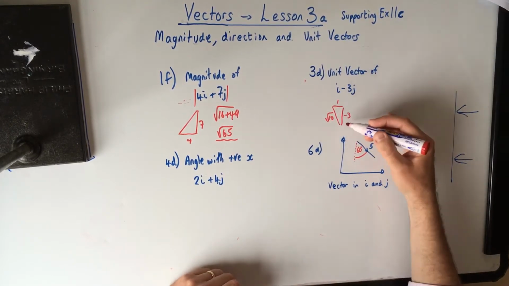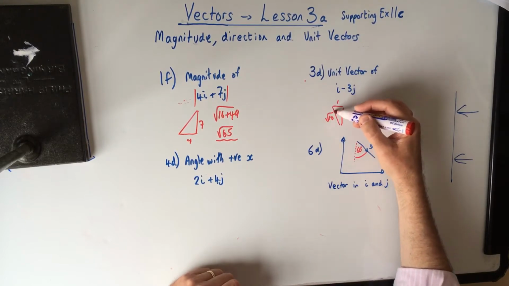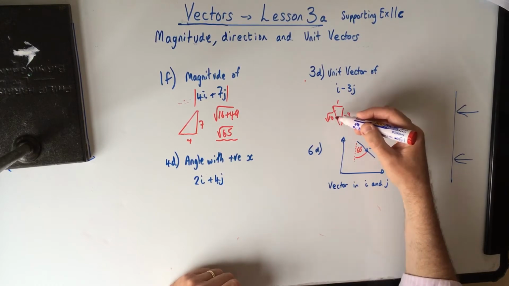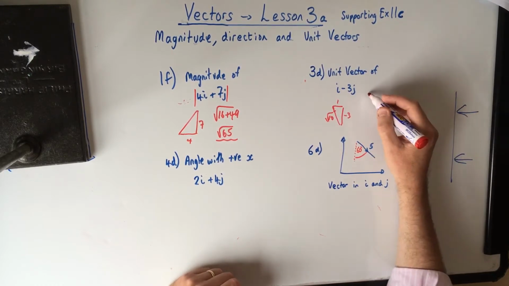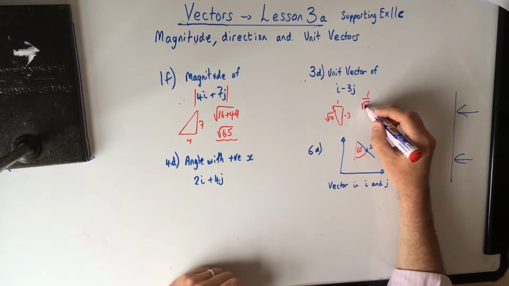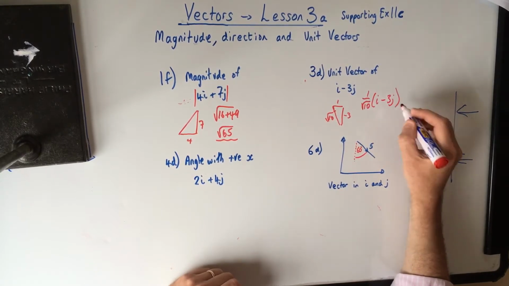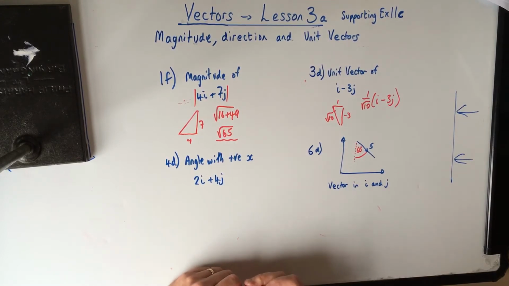Remember the unit vector is just 1 unit along there. If that was 5 long, it would be a fifth. It's root 10 long, so it's a root 10th. So it's a root 10th of i minus 3j, isn't it? And that is question 3D, but they're all the same in that.